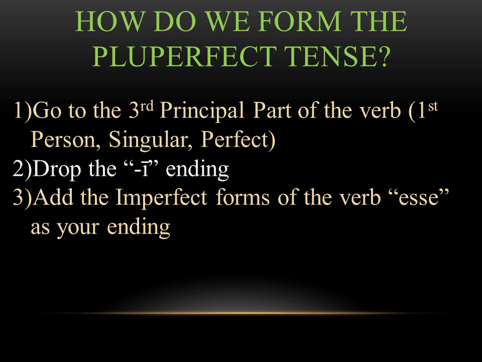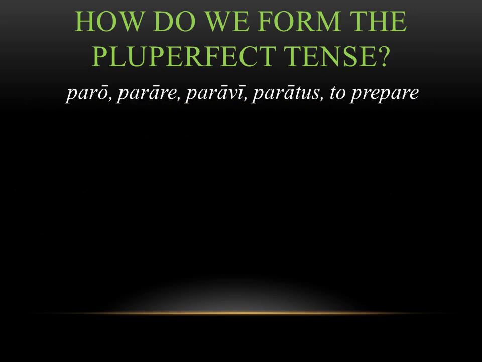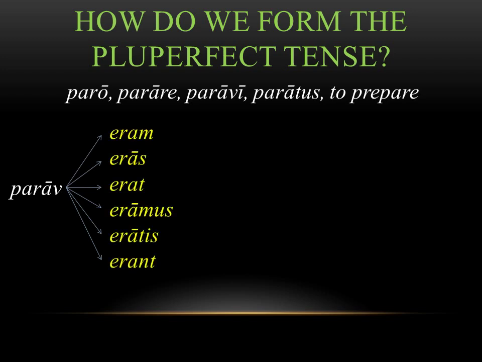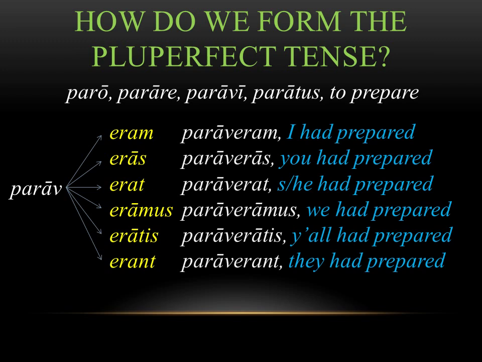So let's take a look at the verb parare, to prepare. The first thing we do is go to the third principal part, parāvī. We want to drop the long I ending. When you do that, you have our stem for the pluperfect, parāv. Now we add on the imperfect forms of the verb to be. They go eram, erās, erat, erāmus, erātis, erant. If you put them all together, now you can spell the pluperfect. You have parāveram, parāverās, and down the line.